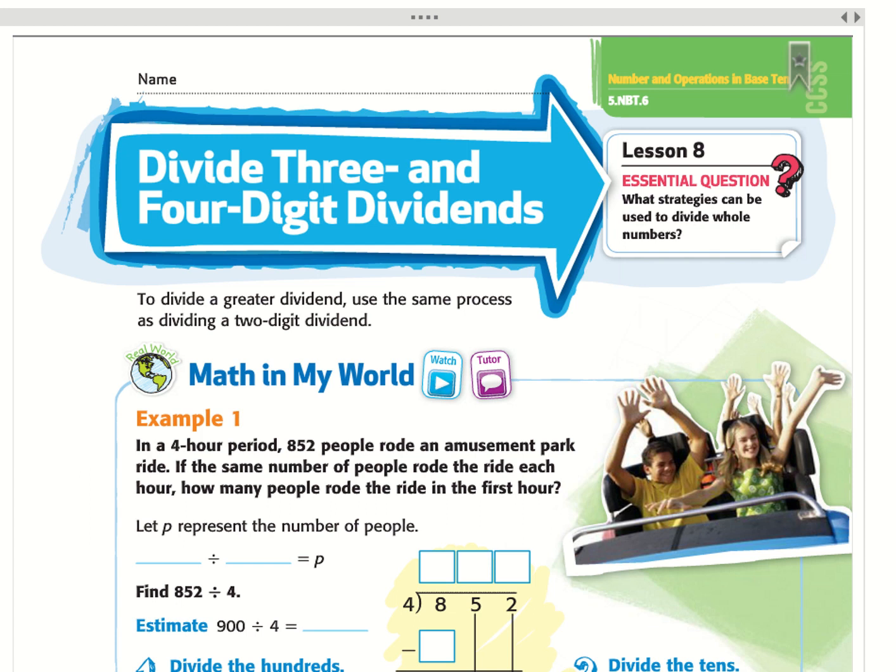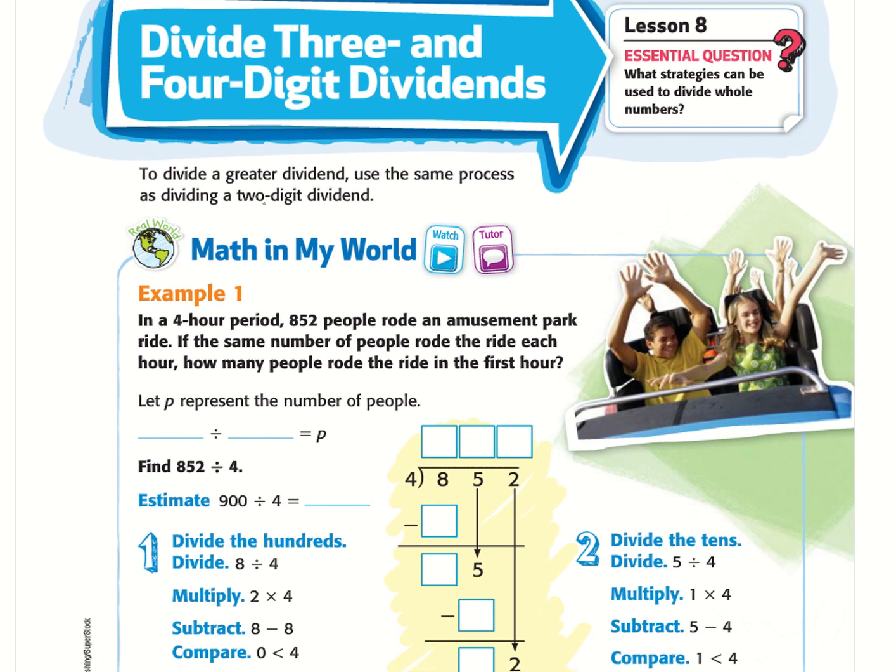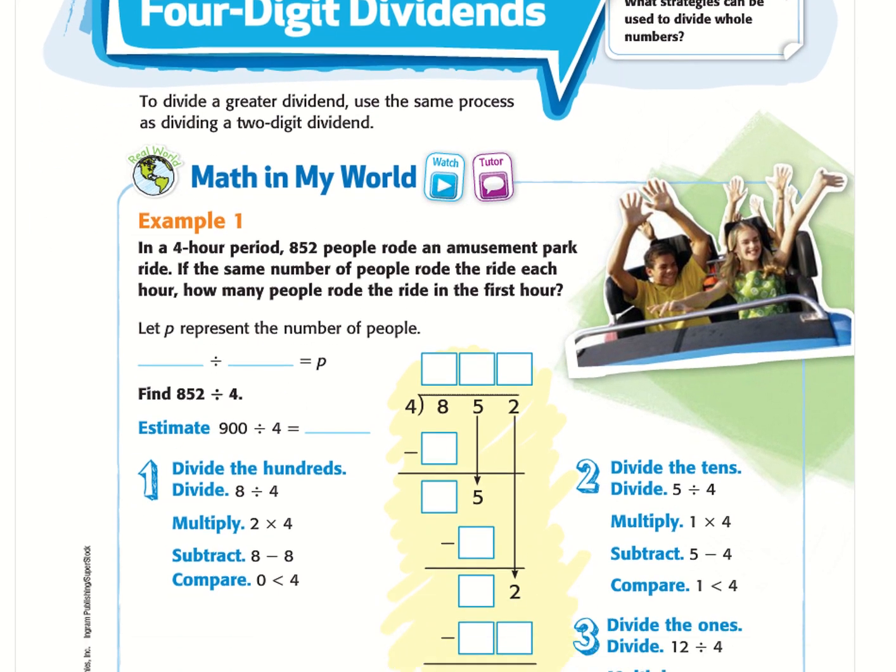We are dividing 3 and 4-digit dividends. So to divide a greater dividend, use the same process as dividing a 2-digit dividend.